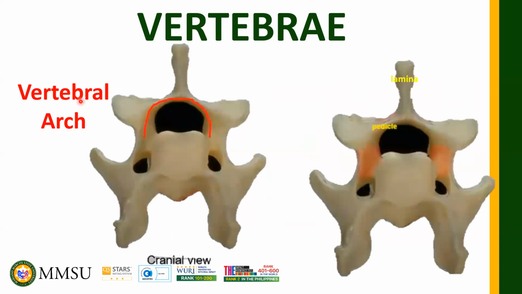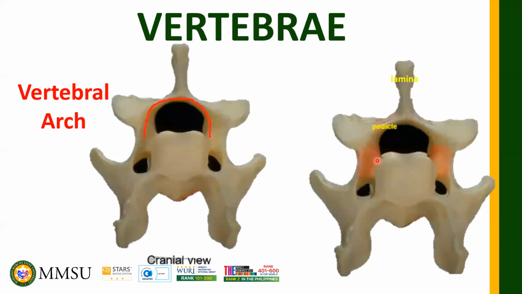And then we have the vertebral arc. This is usually located sa posterior naman or rear part of the vertebra, or it usually surrounds the spinal cord. Okay? So makikita natin there are usually key components in terms of the vertebral arc. We have the pedicles.